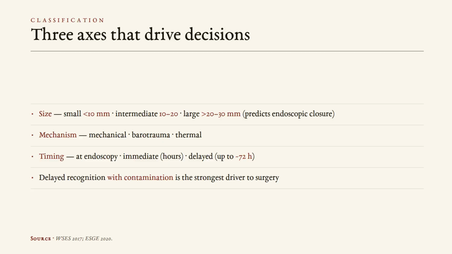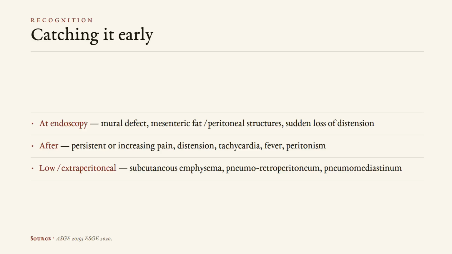There is no universal classification, but 3 axes drive decisions. Size, small under 10 millimeters, intermediate 10 to 20, large above 20 to 30, predicts whether we can close endoscopically. Mechanism, as we have seen, and timing of recognition, seen at endoscopy, immediate within hours, or delayed up to about 72 hours. Delayed recognition with contamination is the single strongest driver towards surgery. Recognition at the time of endoscopy is ideal.